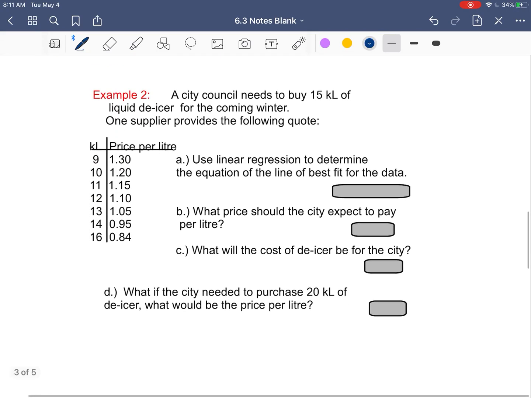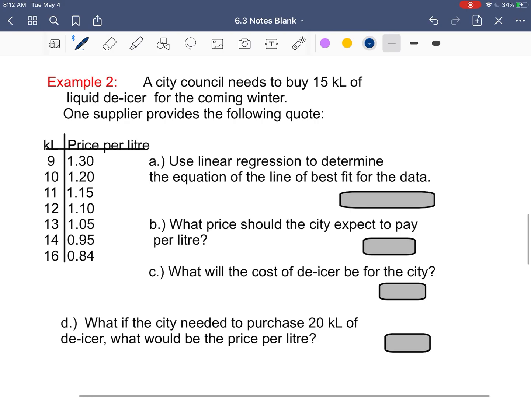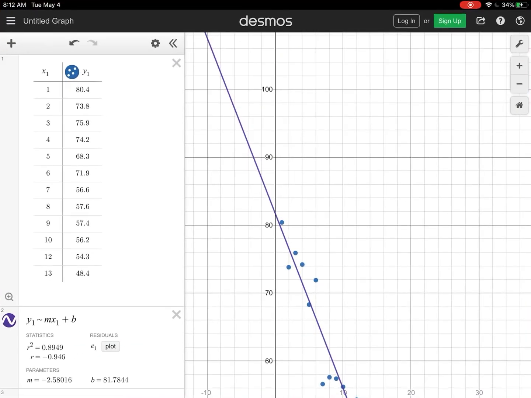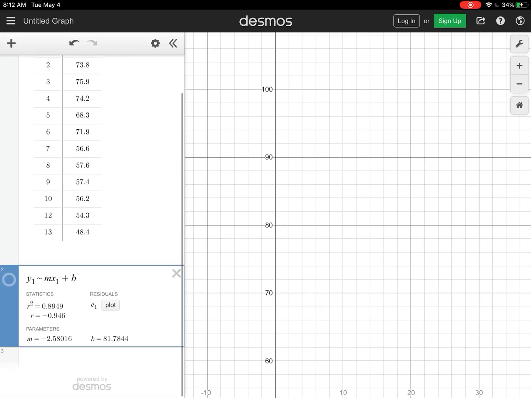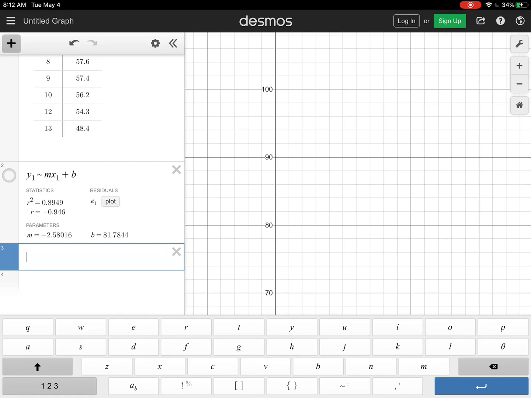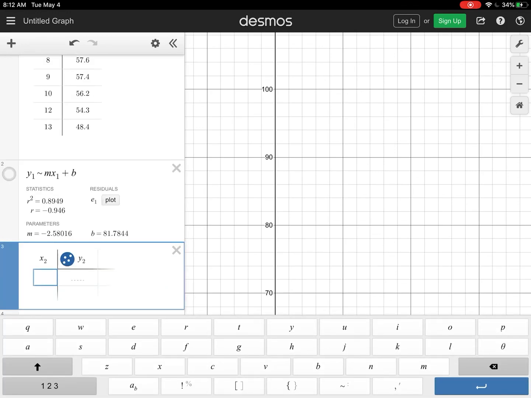Our next one, a city council needs to buy 15 kiloliters of liquid de-icer for the upcoming winter. One supplier provides the following quote. We are going to have X values, we are going to have Y values. So use the linear regression to determine the equation of the line of best fit. So we're going to go to our graph. I don't feel like deleting those, so I'm just going to cover them out. I want a new graph. So notice this one is titled X2 and Y2. So when I do my regression equation, I need to use Y2s and X2s.